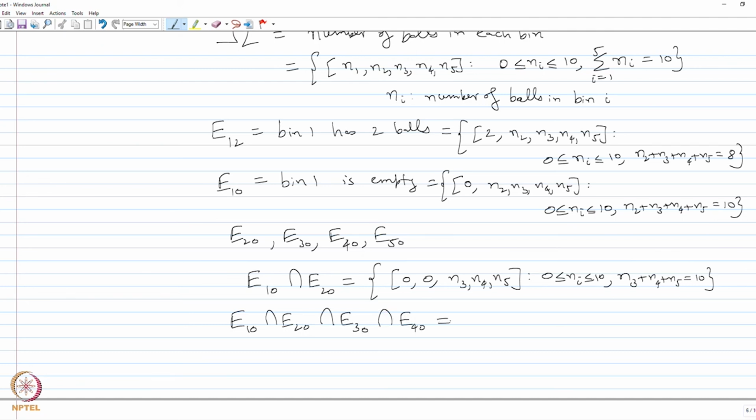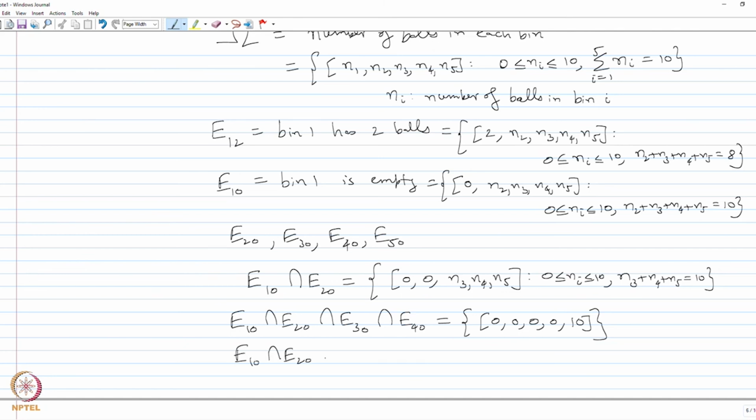I want bin 1 to be empty, bin 2 to be empty, bin 3 to be empty, bin 4 to be empty, which means what? All the balls went into bin 5, and that is just one possibility. Isn't that nice? So until you do a lot of intersections, you don't get simple outcomes. Maybe one can also enumerate this case without too much difficulty.